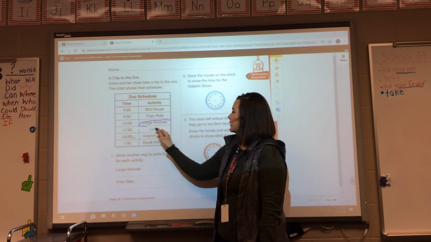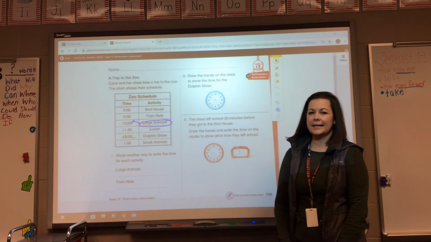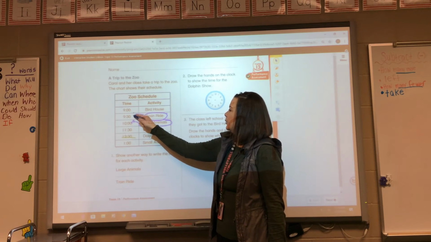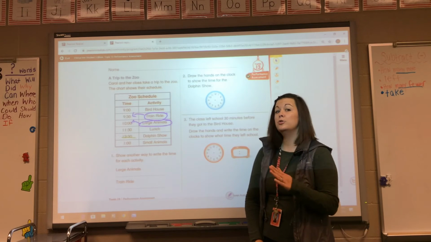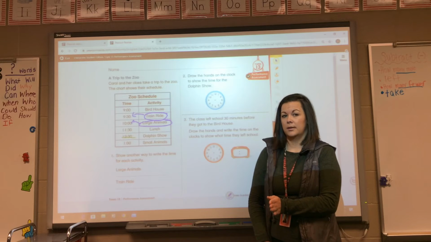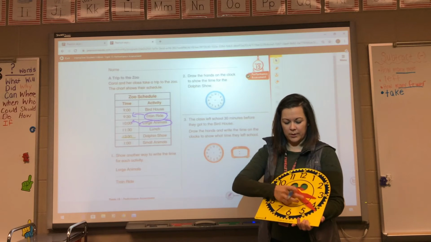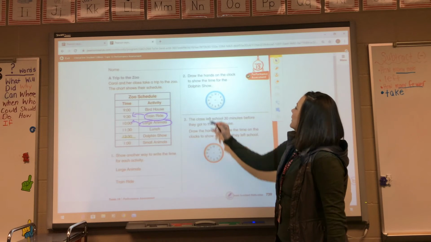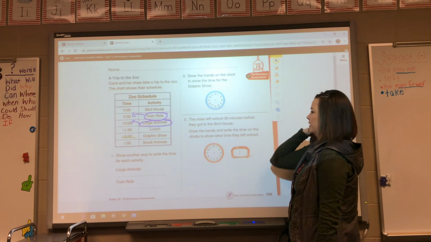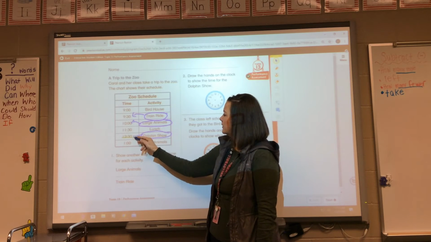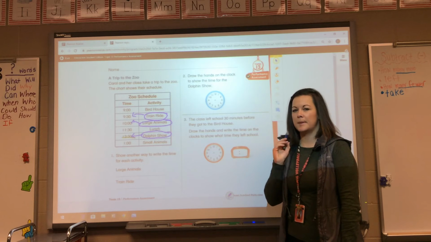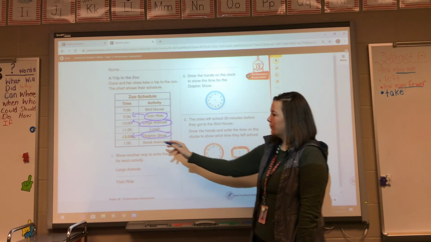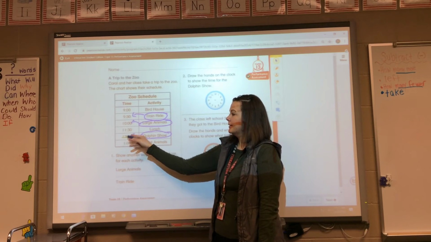So, large animals. In words, how do you write that time? Train ride. In words, how do you write that time? I do not want you to write 9:30 though in words. There was a special word that we used when we were here at the 30. Draw the hands on the clock to show the time for the dolphin show. So look at the dolphin show. Make that time on there. Again, paying special attention to that hour hand. Where should that hour hand be when we're 30 minutes or half past the hour?